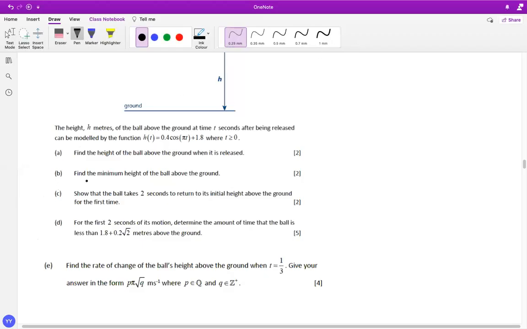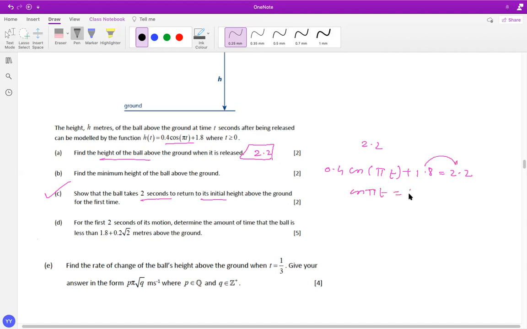Now for the C part, you have to show that the particle takes 2 seconds to return to its initial height. The initial height was 2.2, so I could just equate 0.4 cos pi t plus 1.8 equals 2.2. The initial height was from the first part. Since it's the same height, we equate them. If you bring it here, you get cos pi t equals 1.